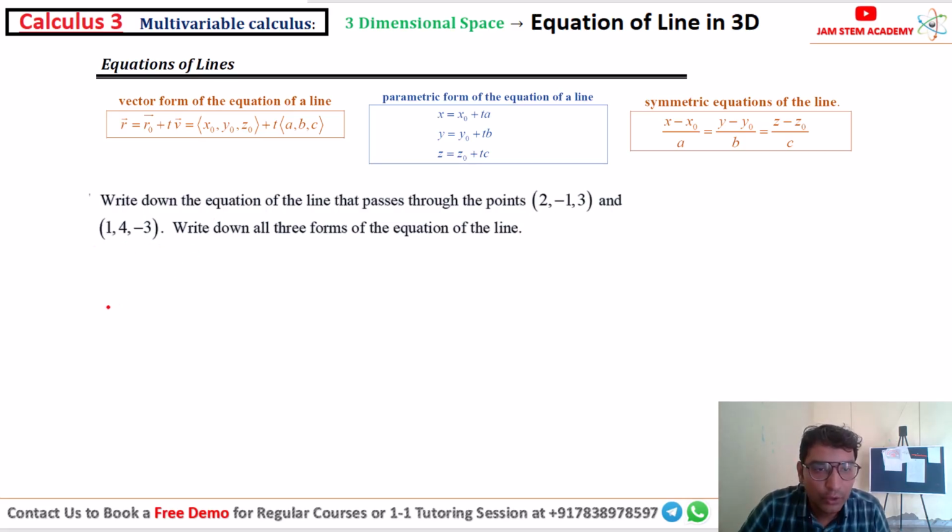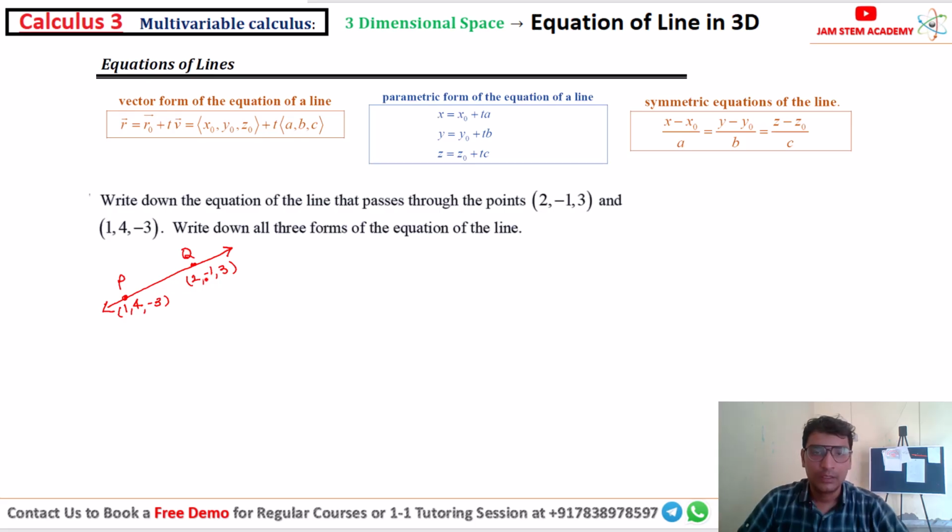So if 2 points lying on a line are known to us, in order to find the equation of the line, what do we need? One point and one direction. So here 1, 4 and minus 3 is one of the points. Let's call it P. And the second point, let's say Q, having its coordinates as 2, minus 1, 3.